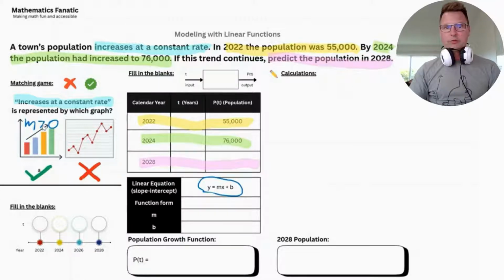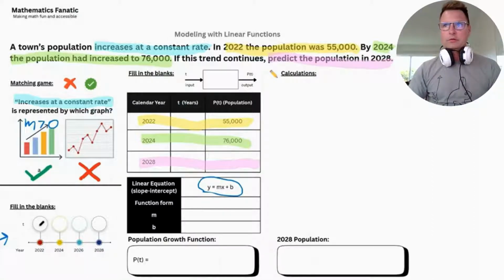So next we'll want to complete our givens and unknowns table. But before we fill it in, you might be asking, what is t? And how do we find that? To help us with that, let's take a look at the timeline at the bottom left. So technically, we could use the years directly, like 2022, 2024, and 2028, but the math will get a bit messy. So here's a cool trick. Let's call 2022 the beginning of time.